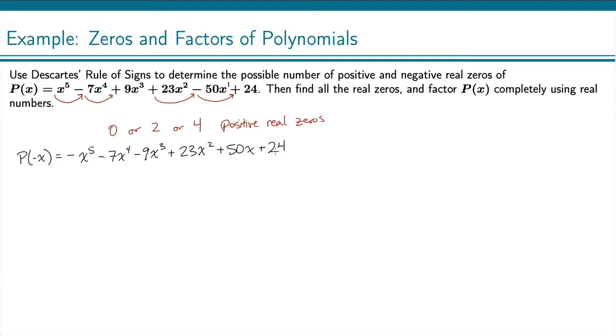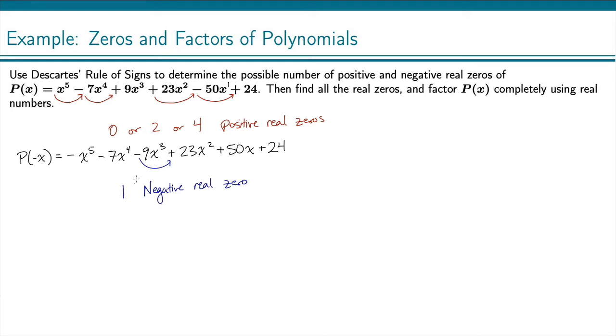Now counting the variations in sign, they're all negative here up until right there. So we change there and then they're all positive. So there is one sign change. 1 is an odd number, so we do all odd numbers between 0 and 1, which is just 1. That means that there is one negative real zero.